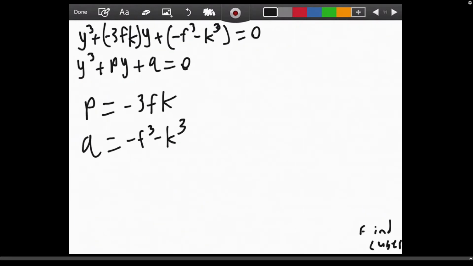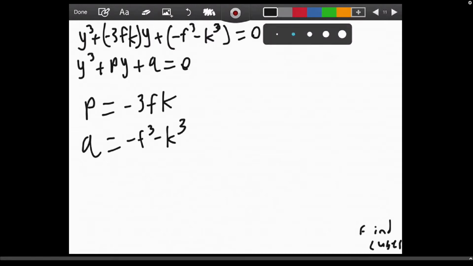And if you notice, we also had the equation from earlier, y cubed plus py plus q equals 0. So now that both equations equal 0, we can say that the equations are equal to each other. We have a y cubed, then a coefficient multiplied by y, and then a constant. Therefore, we can say that p is equal to negative 3fk, and q is equal to this constant, negative f cubed minus k cubed.